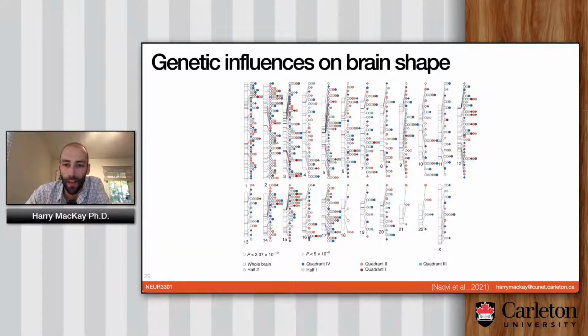So this is a very complicated picture, but it's sort of a karyotype of all the chromosomes, and it's showing regions on the chromosomes that influence the development of different parts of the brain. So you've got white icons that indicate places that influence the development or the shape of the whole brain, and then other ones that are broken down by which quadrant they influence, or which section of the brain they influence. So you can see that the genetic influences on brain shape are spread quite widely throughout the genome. I don't know why they didn't just make a Manhattan plot, but anyway.